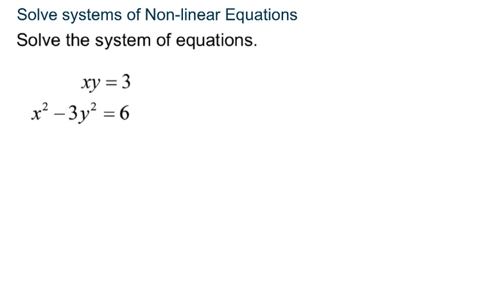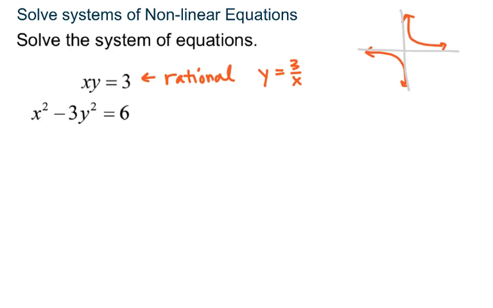Of course, when we're working through these problems, we always want to identify what type of equation we're dealing with. This first equation is not a conic section. This is a rational equation. So this is rational. This is the same as saying y equals 3 over x. Now, rational equations are mildly hyperbolic in nature, but they're not strictly a hyperbola. It's a different type of equation. So a rational equation, remember, would have a vertical and a horizontal asymptote.